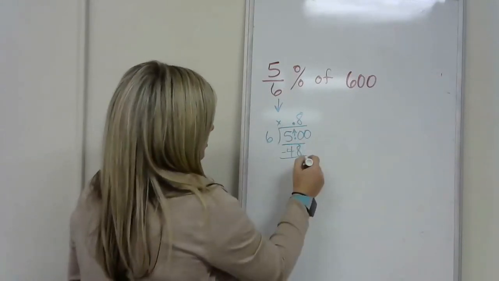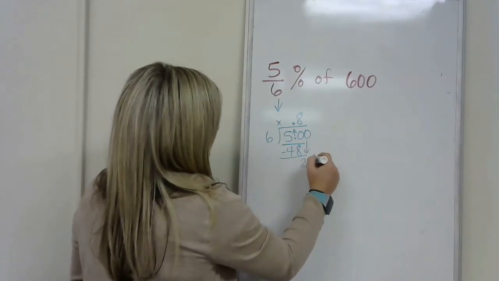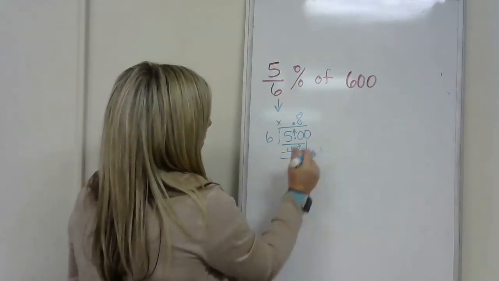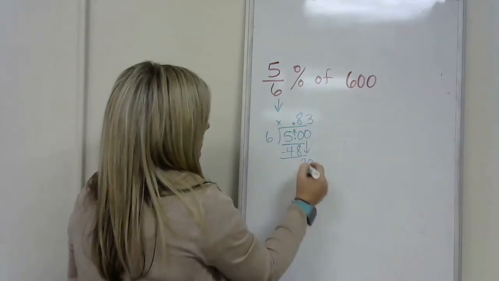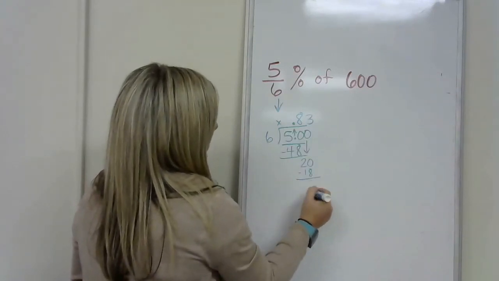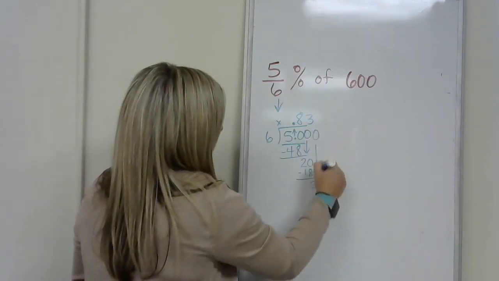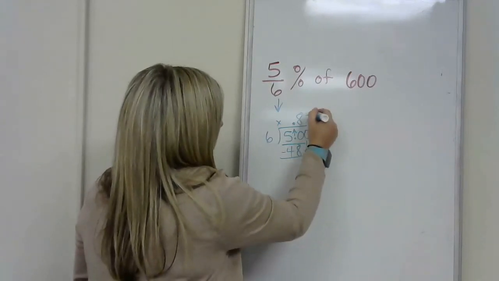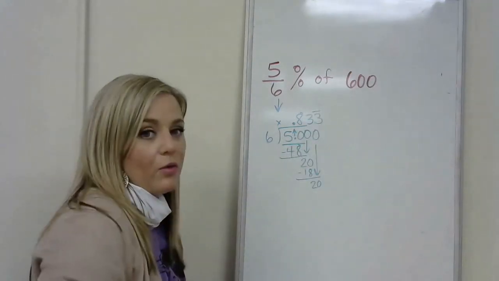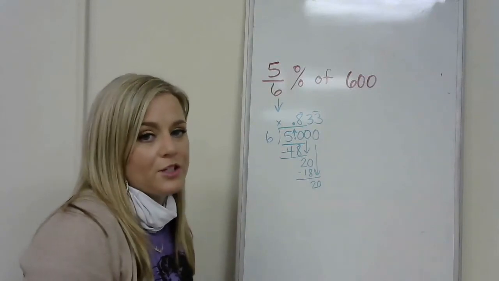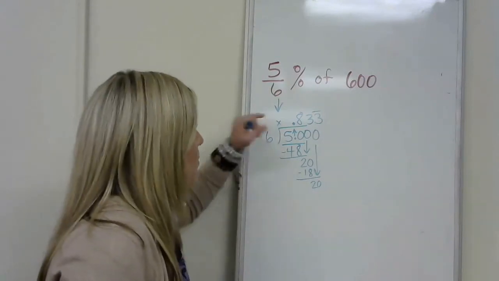50 minus 48 is 2. And I'm going to bring down 1 0. Okay, 6 will go into 20 3 times. 3 times 6 is 18. And I've got a 2, and it looks like it's going to be a repeating decimal, 0.833. So I'm just going to round this to 2 decimal places, and I'm going to make it 0.83.